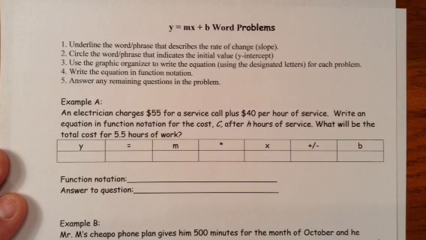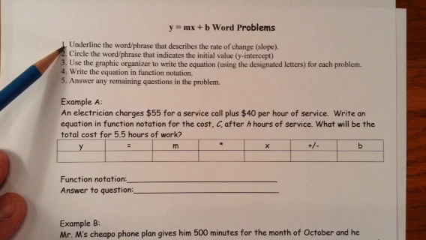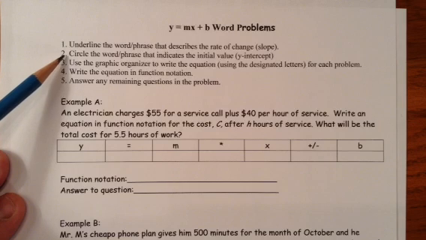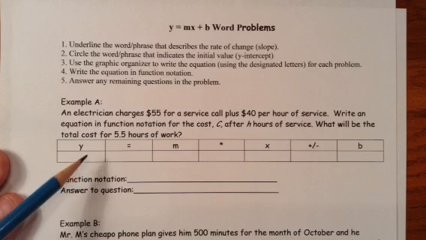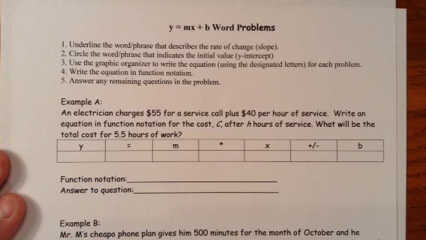I know that thrills you, but it has to be done, so let's get on it. We're going to follow these 5 steps right here. We're going to underline the word or phrase that describes the rate of change, which is also known as the slope. Circle the word or phrase that indicates the initial value, which will be the y-intercept. We're going to use this graphic organizer, that's this box right here, to write the equation using the designated letters for each problem. And we're going to write the equation in function notation and then answer the question.